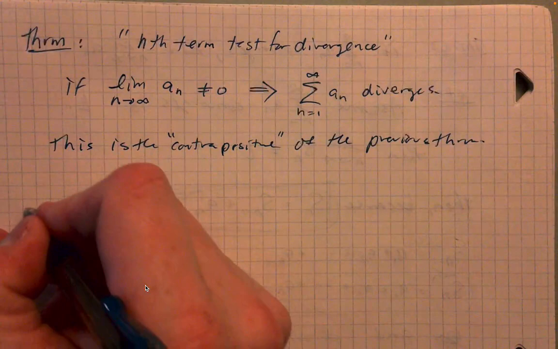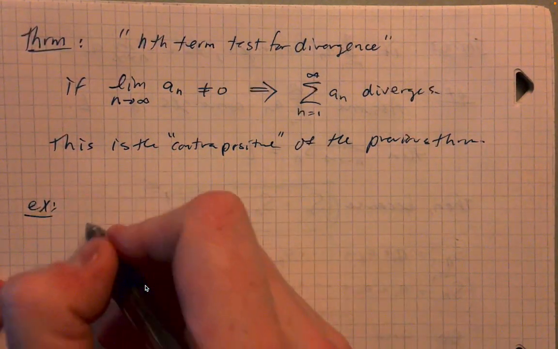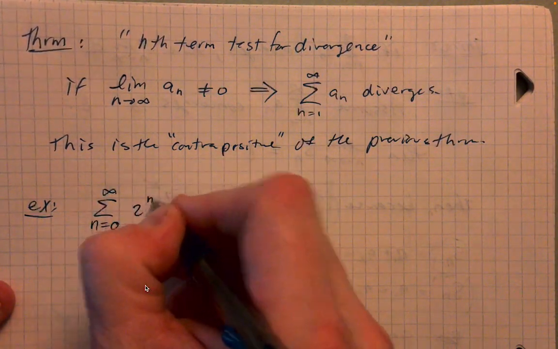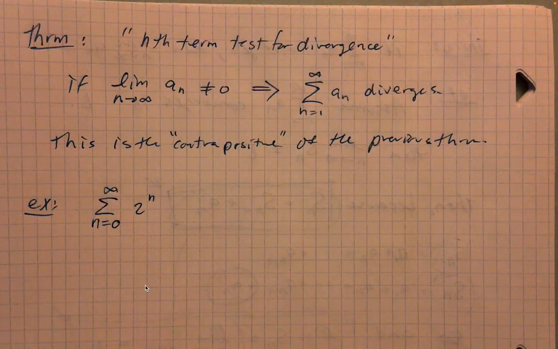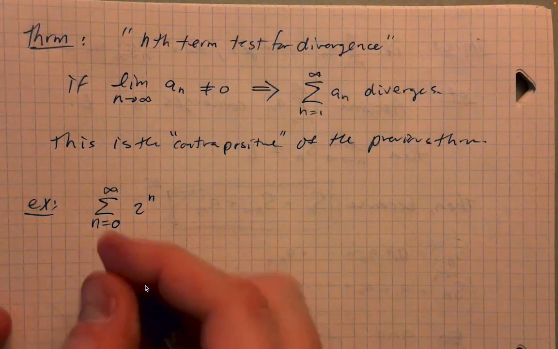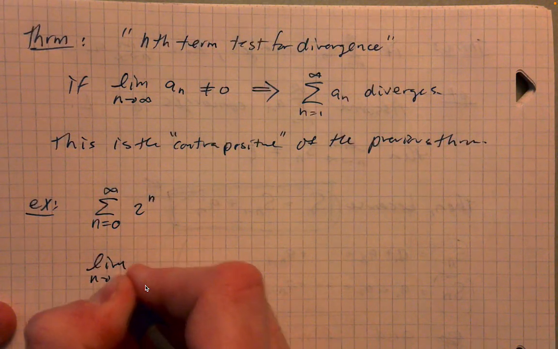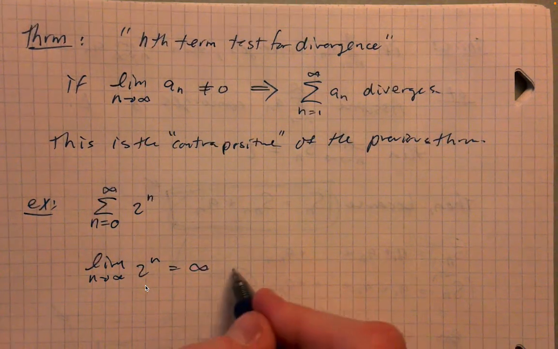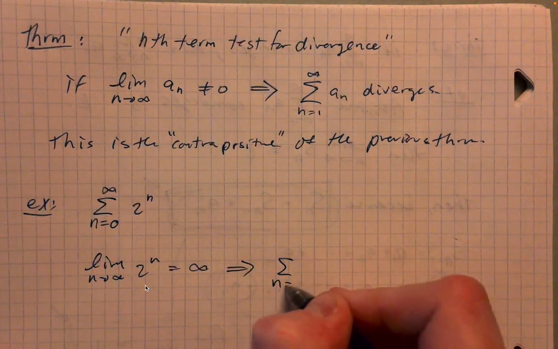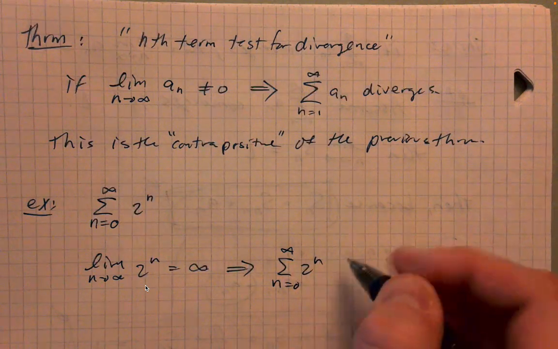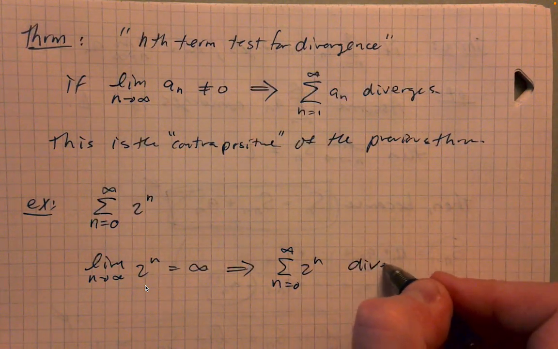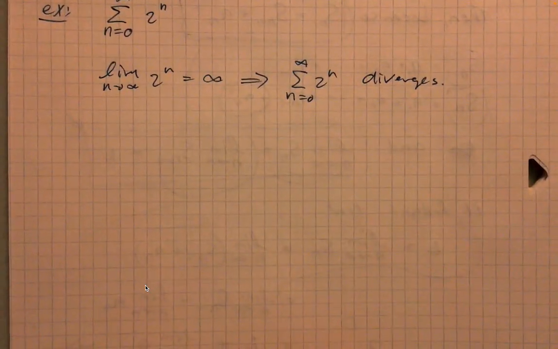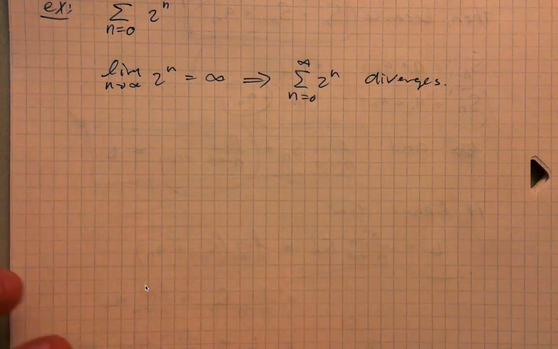A couple of simple examples showing that. Consider the sum n equals 0 to infinity of 2 to the n. Does this series converge? Of course not, because the limit as n goes to infinity of 2 to the n is clearly infinite. That implies that the sum n equals 0 to infinity of 2 to the n diverges, obviously infinite as well. If the terms of the sequence are growing without bound, then certainly when you add them together, they're going to grow without bound as well.